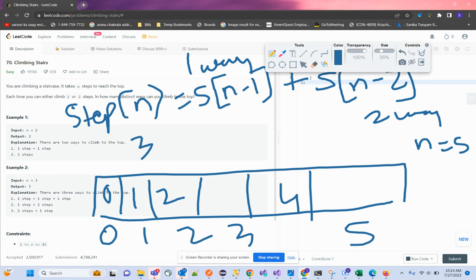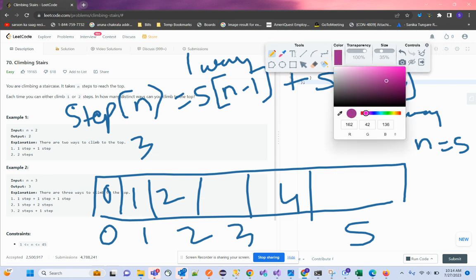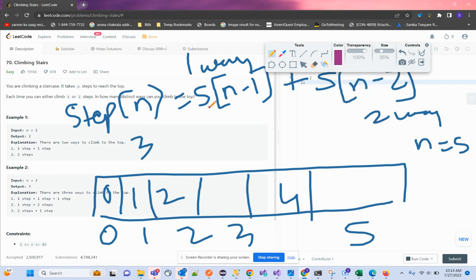I'm taking a different color. I'm going to just go back and check. I'm going to go back as step of n minus 1 plus step of n minus 2. Step of n minus 1 is 1 plus step of n minus 2 is 2. So you can see 1 plus 2 is coming to 3. So over here I will be writing 1 plus 2 equal to 3.